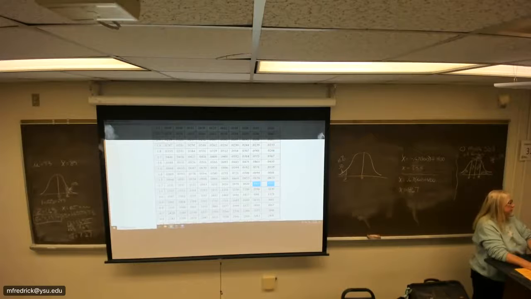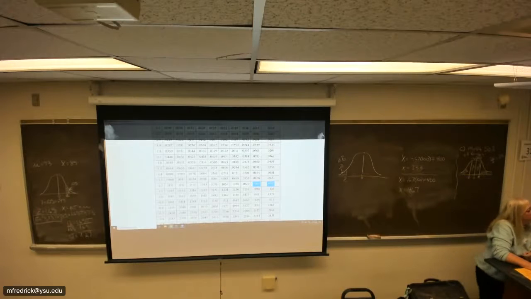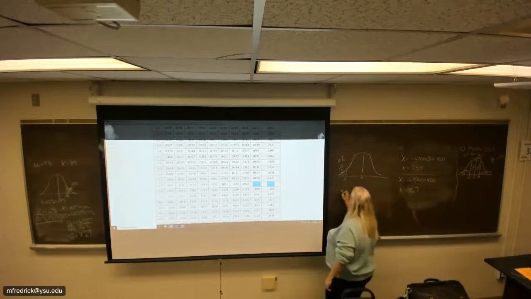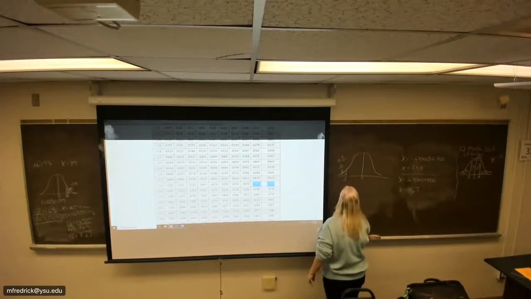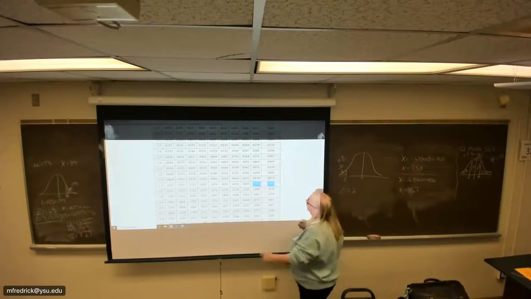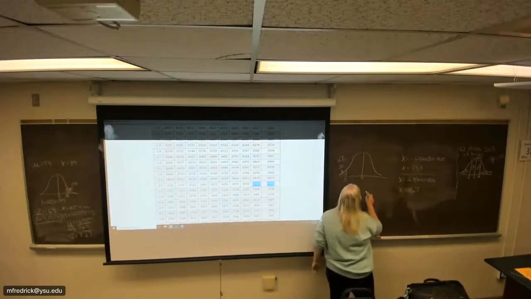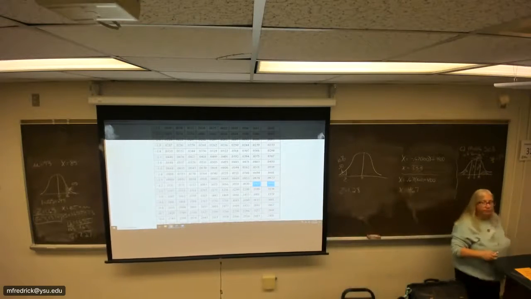No, further. Yeah, that's right. 3, it's closer to this one. So our z value would be negative 1.2, 8. So negative 1.28.